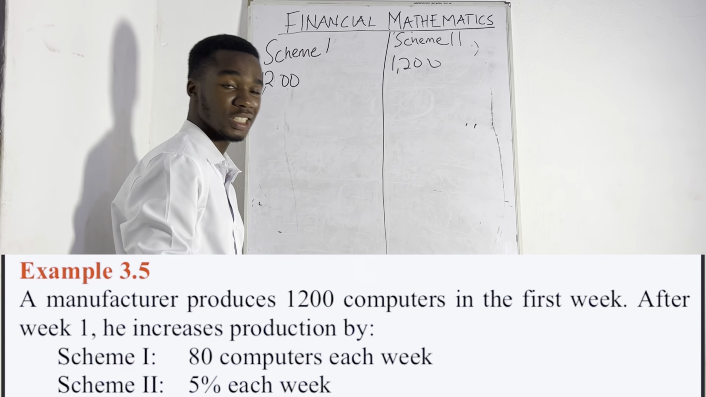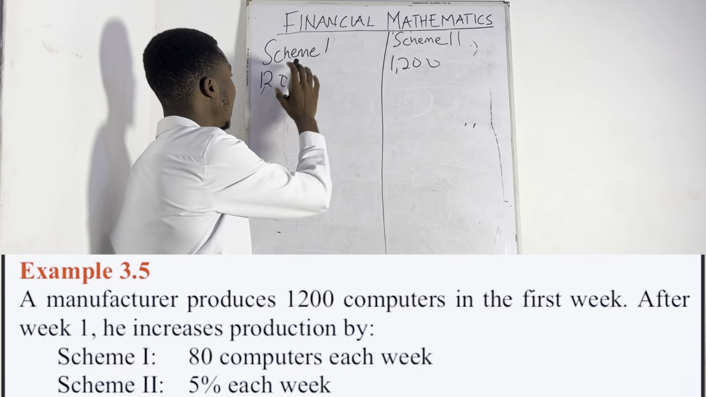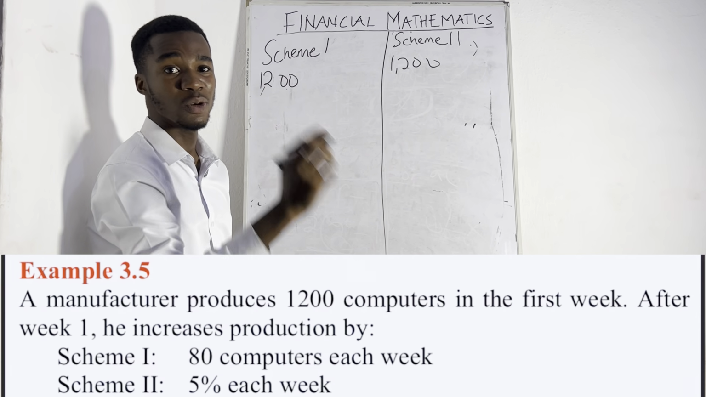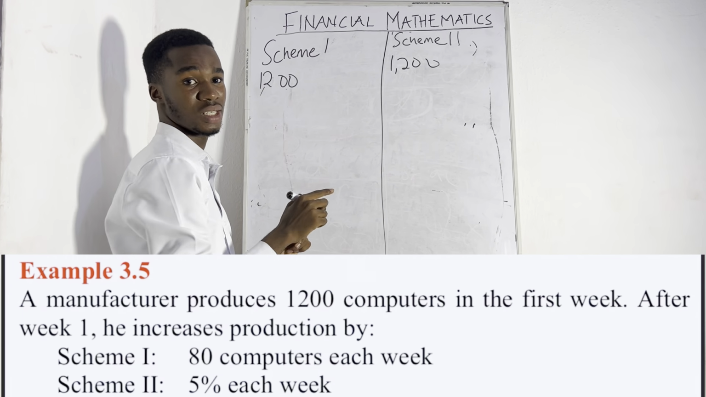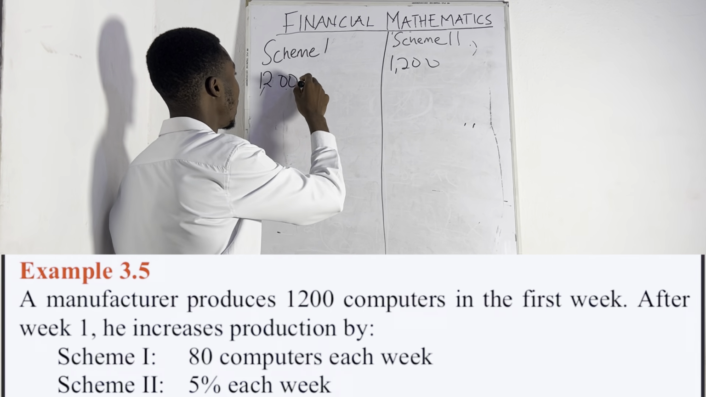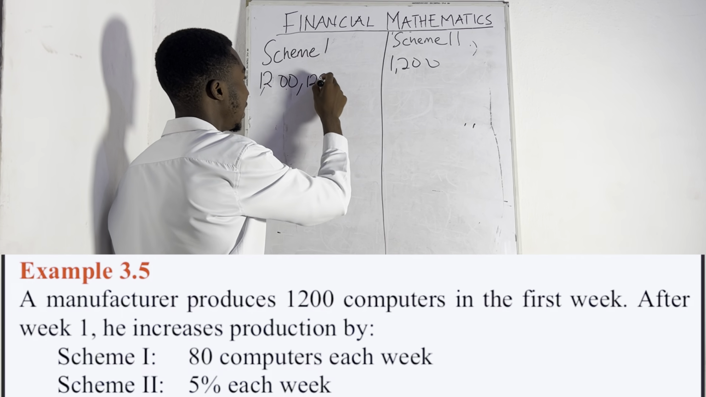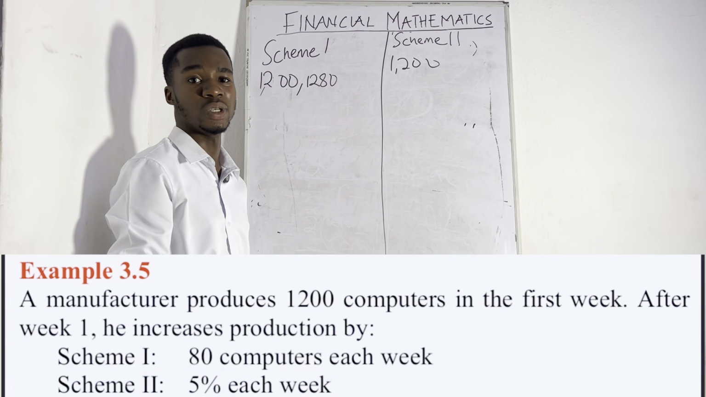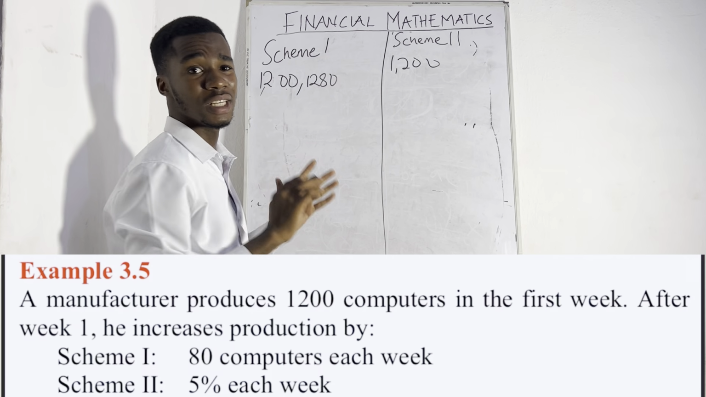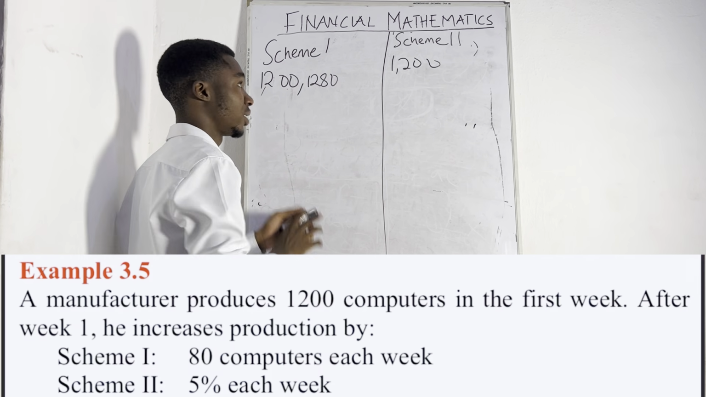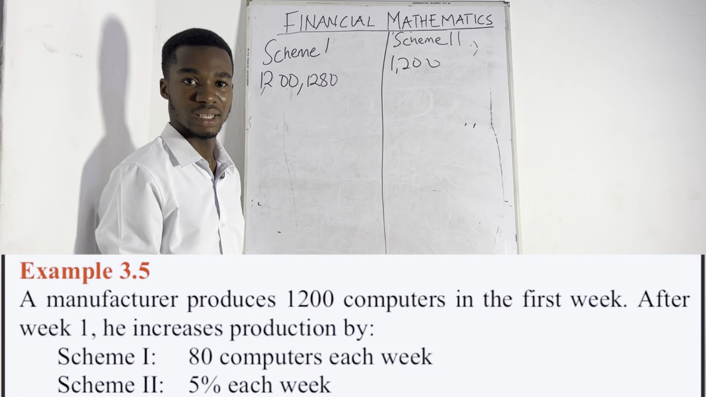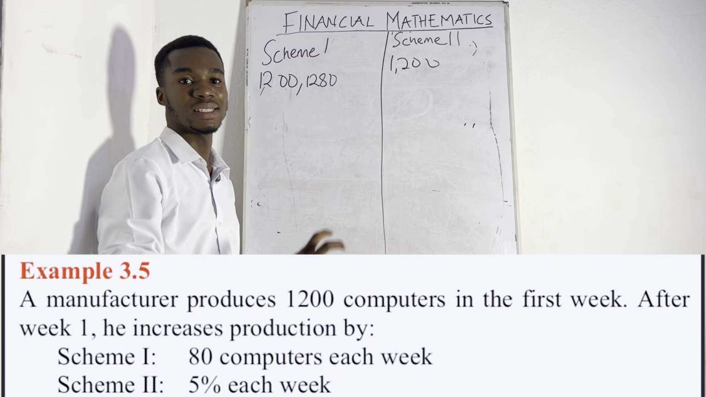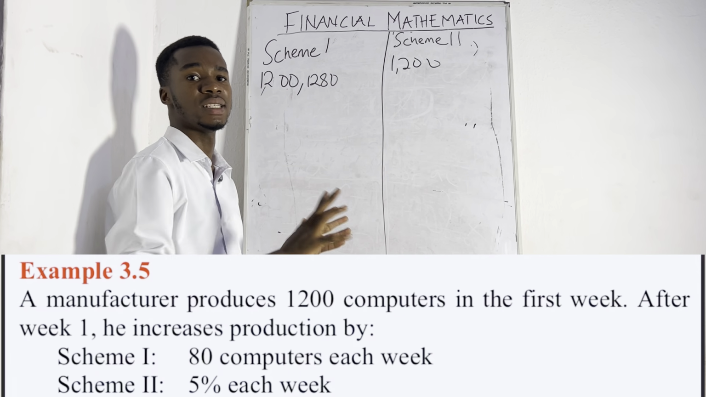If he increases production by 80 computers each week, and this is for the first week, it means for the second week, you are going to add 80 to this. So our second week, we are going to get 1,280, because the question says he increases production by 80 each week. The first week, they've already given it to us in the question, 1,200. But they say every week, he increases production by 80. So every week, you just keep on adding 80, that's all.